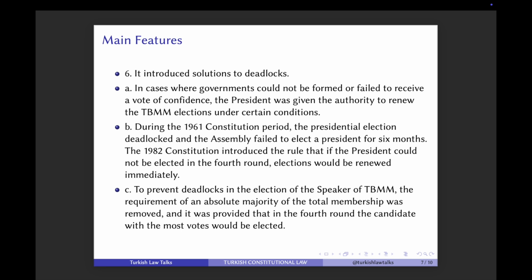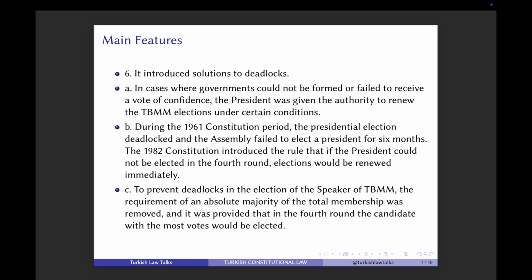Much more decisive. Were there similar fixes for electing the Speaker of the Parliament? Yes, similar thinking. They removed the need for an absolute majority of all MPs to elect the Speaker. Instead, the rule became that by the 4th round of voting, whoever gets the most votes wins. Simple plurality. Again, lowering the bar to prevent gridlock.